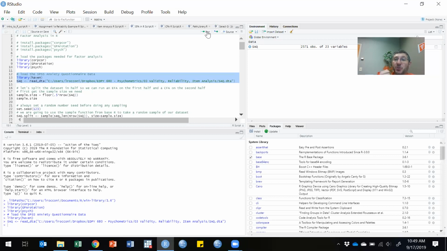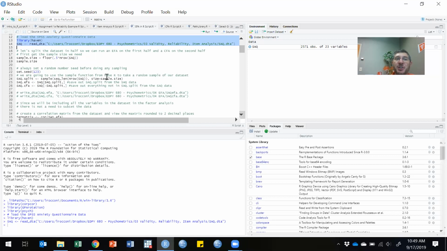So we're going to run through and talk through a factor analysis with this SPSS anxiety questionnaire data. I'm going to use this data set also in our exploratory factor and our confirmatory factor analysis. Since I don't want to run the EFA and the CFA on the exact same data set, I'm going to split the sample in half.